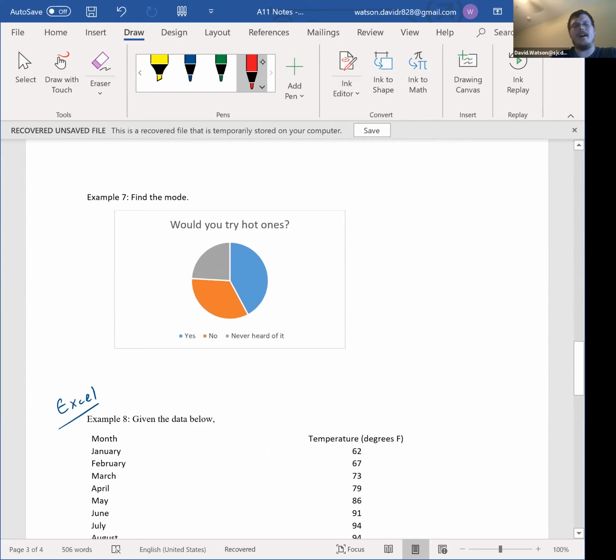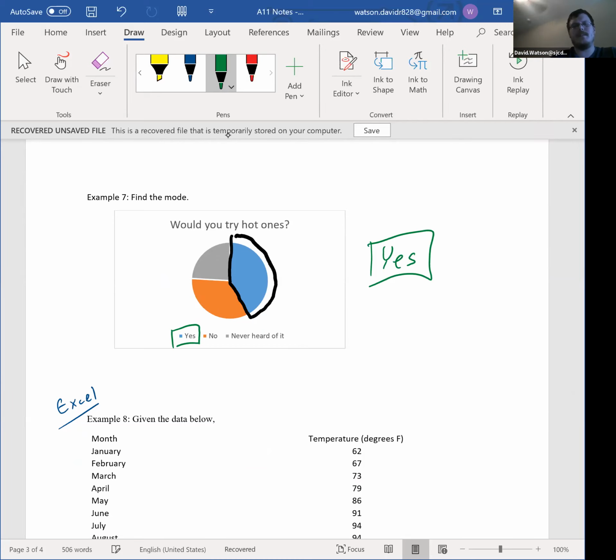Similarly, for a pie chart, the mode would just be the biggest slice of pie. All right? So in the Would You Try Hot Ones pie chart that we did, the biggest slice was this one right here, which was yes. So the mode was yes. So mode's really useful for things like these charts because mode just means which one won, which one showed up the most.